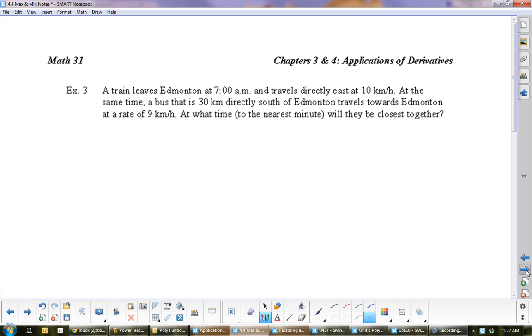A train leaves Edmonton at 7 and drives directly east at 10. Oh yeah, let's switch these because that is a very slow train. So let's make this 100 kilometers per hour. At the same time, a bus, let's make this 300 kilometers directly south of Edmonton, travels towards Edmonton at a rate of 90 kilometers per hour. At what time will they be closest together? So we're looking for a minimum time.